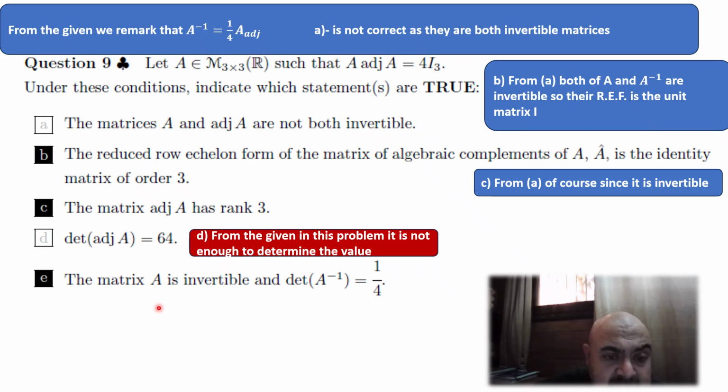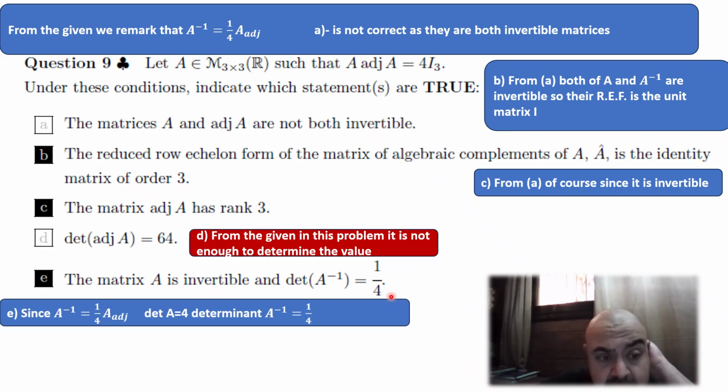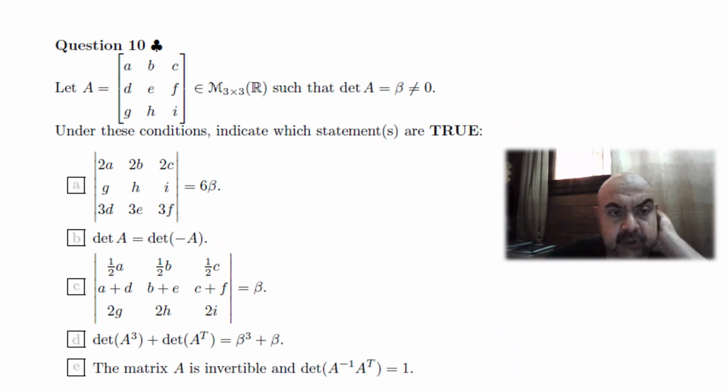The matrix A is invertible and the determinant of A minus 1 is equal to 1 over 4. Yes, already right, because the determinant of A is equal to 4 and the determinant of A minus 1 is 1 over 4. So we are all set. As you can see, the question is very quick, it just needs your concentration and you will be in good shape. And that's the final question.